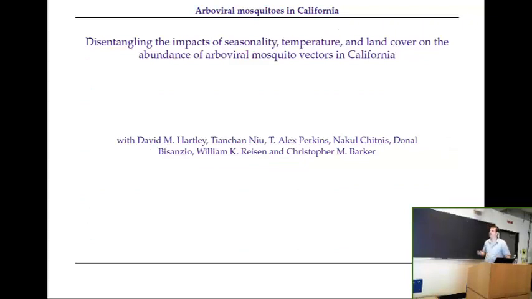Moving on, second case study. So this is work with Bill Reisen and Chris Barker in California. Again, I get to be lucky and I show up at the end when all the data gets to be analyzed and I don't actually have to collect the data. We're going to be talking about the seasonality, temperature dependence, and land cover dependence on abundance of arboviral mosquito vectors.